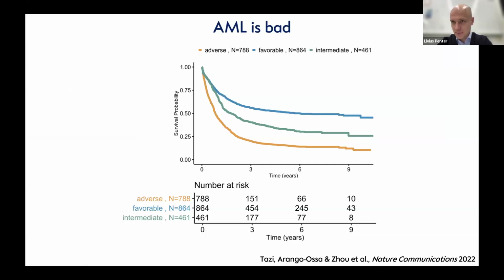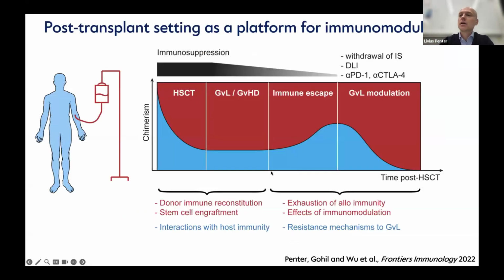And most people who treat AML will be aware that it's a really bad disease. And even if you have a so-called favorable risk subtype, you still only have a 50% chance to be alive after about 5 years. So there's still lots of room for improvement. And one of the cornerstones of AML treatment is allogeneic stem cell transplantation.